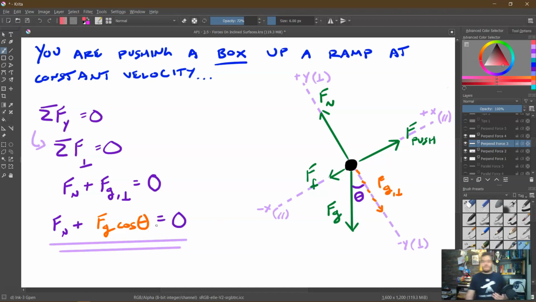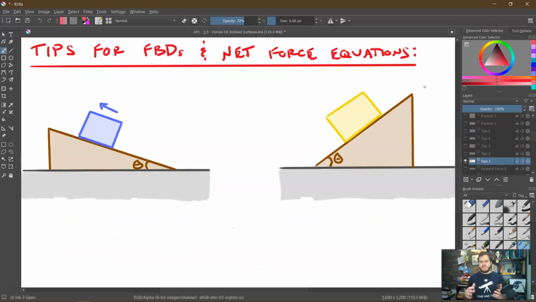Additionally, what would I call the directions for these? Because once again, they're not really up and down. Fg is perfectly down, but we could also say that these two particular parts are perpendicular to the ramp, so you could say Fn is up perpendicular to the ramp, and Fg perpendicular is down perpendicular to the ramp. So we were able to create net force equations much more simply because we only had one force at an angle rather than three.